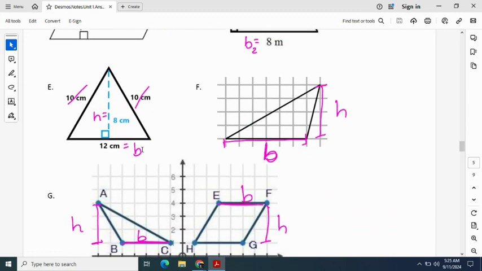So look at E. 12 centimeters is the base, 8 centimeters is the height. Because they're perpendicular to each other, I cross these out. I don't need it for now, but I would need it for, let's say, perimeter.